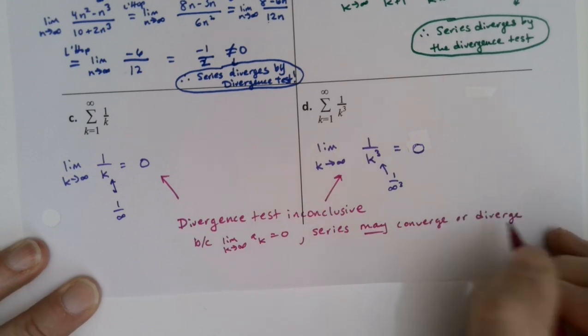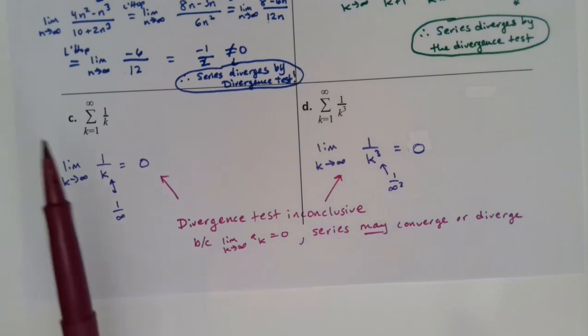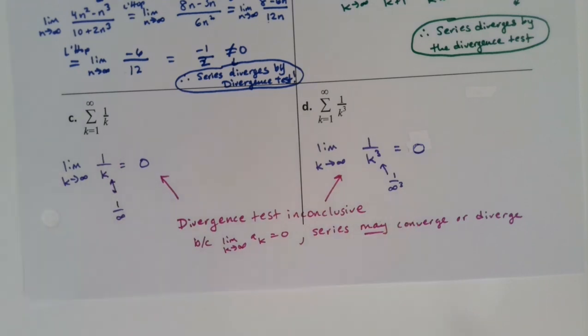Just having the limit of the sequence go to 0 is necessary, but it's not enough, right? It's not enough to know whether these series converge or diverge. As a matter of fact, that one diverges and that one converges. But you would never know it from this test. This test isn't enough to give it to you.